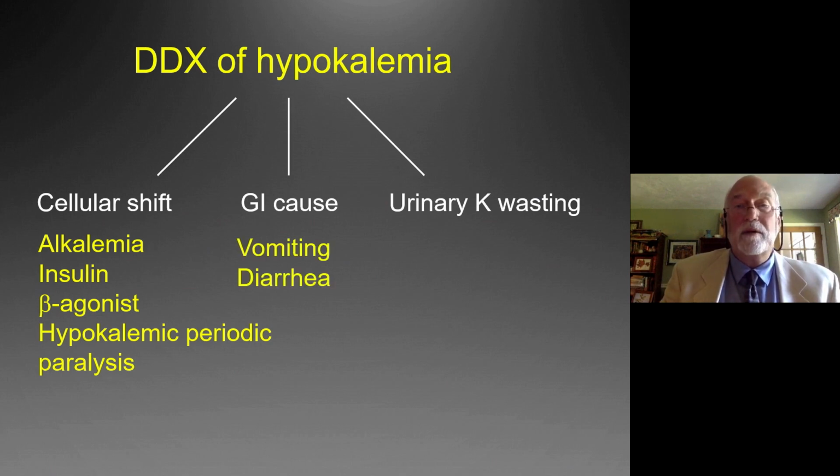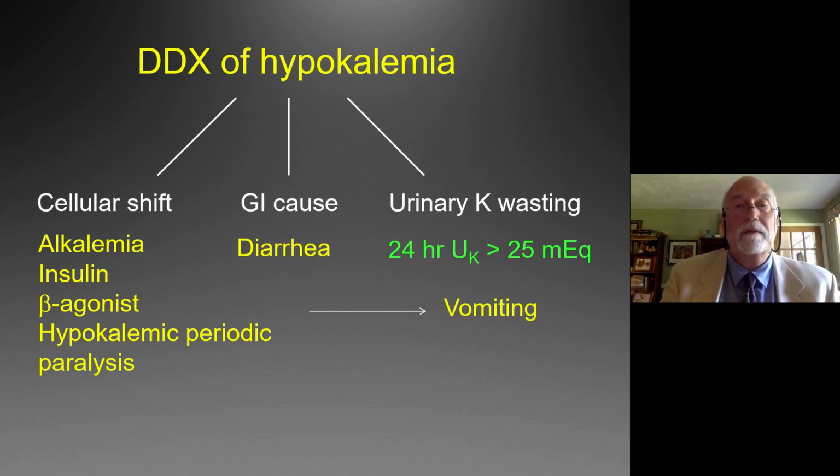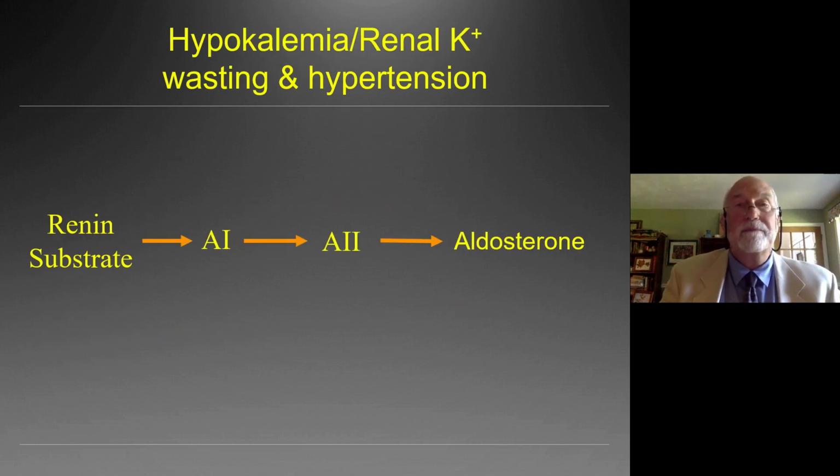The GI causes are vomiting and diarrhea. With diarrhea, it's direct. There's potassium loss in the stool. But with vomiting, it's indirect because of the alkalosis that is induced. And then diuretics or hereditary disorders affecting some of the transporters can lead to elevated urinary K wasting, with a couple of different definitions that are defined here for you. So again, the vomiting ends up to be more of a urinary K wasting because of the alkalosis.